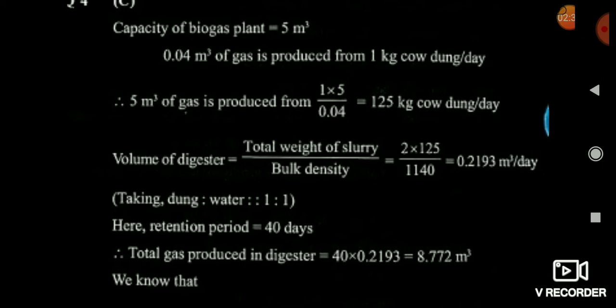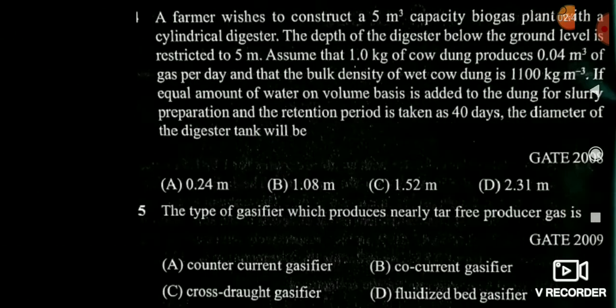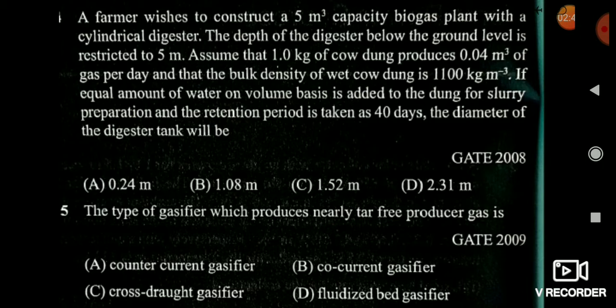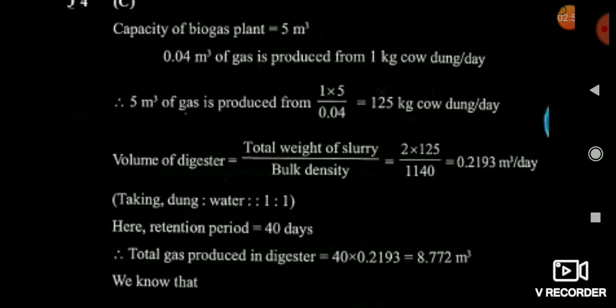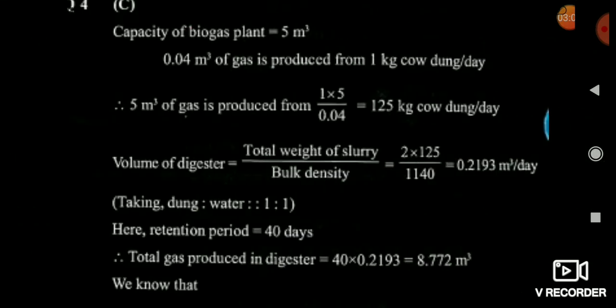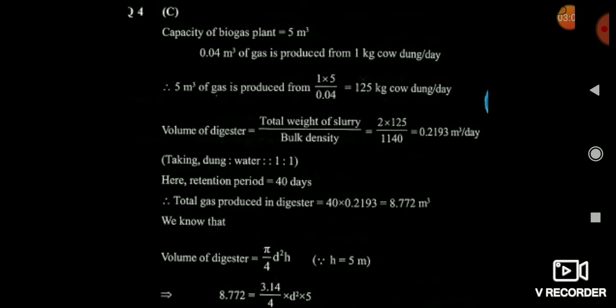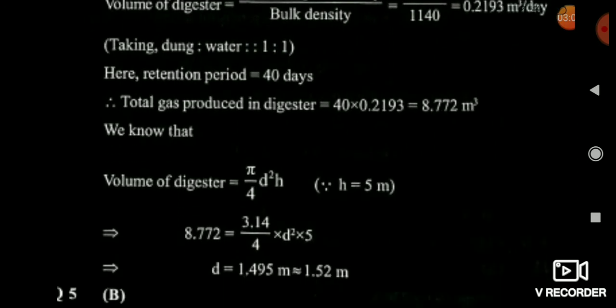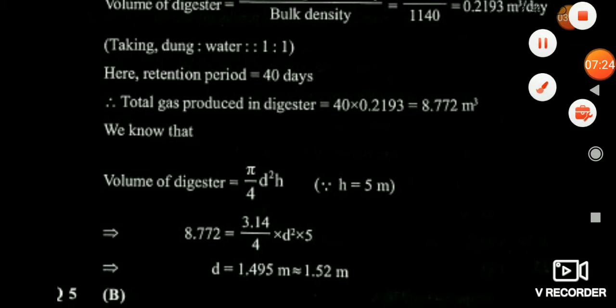After this friends, the volume of digester is 0.2193 meter cube per day. But here you can see in the question, it is saying that the hydraulic retention period is 40 days. Means for 1 day, the volume is 0.2193. For 40 days, you should multiply it by 40. That is 8.772 meter cube. Now friends, after this, we get this much volume of gas produced in 40 days.